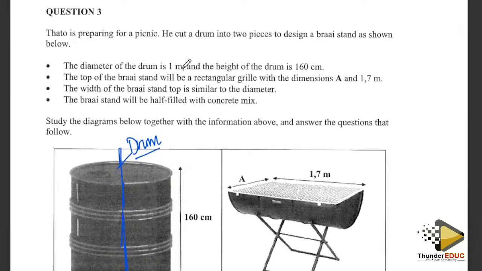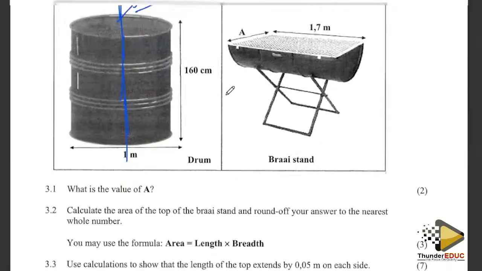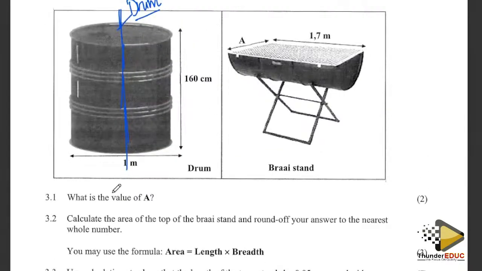So the diameter of the drum is 1 meter and the height is 160 centimeters. The top of the braai stand will have a rectangular grill, with dimensions A and 1.7 meters. The width of the braai stand top is similar to the diameter. They say the braai stand will be half filled with concrete mix. Okay, there we go. So what is the value of A?